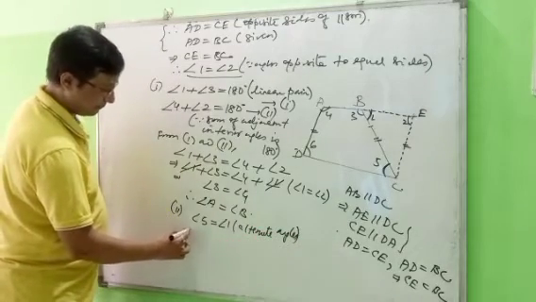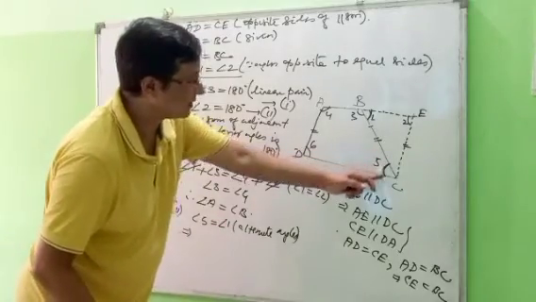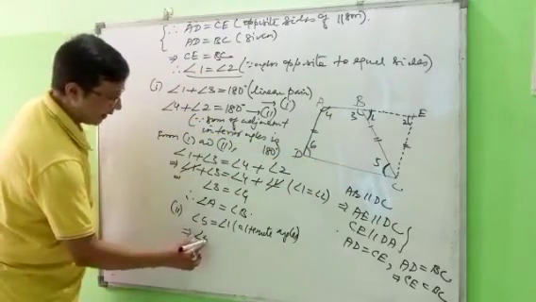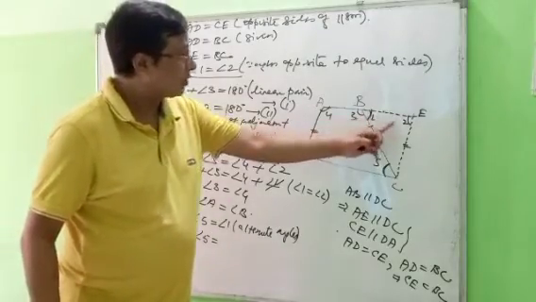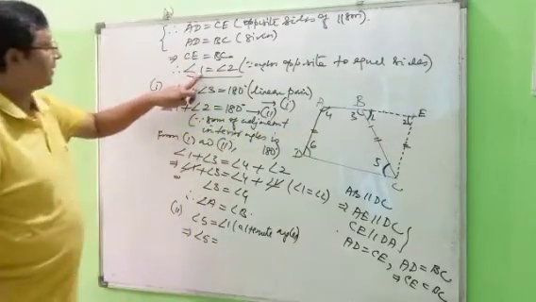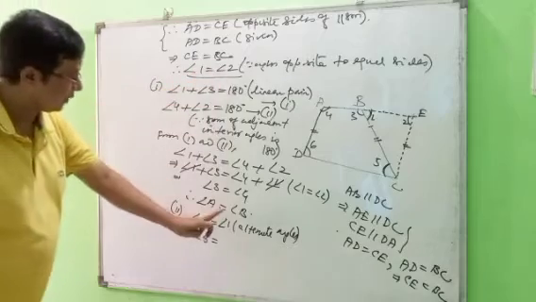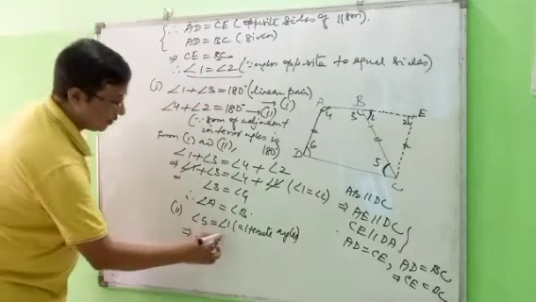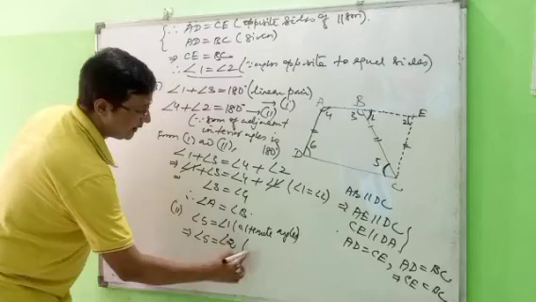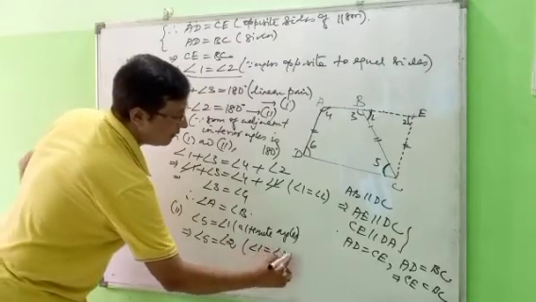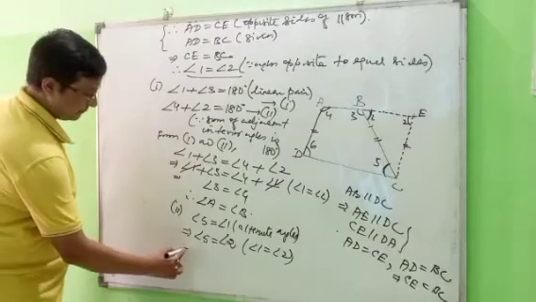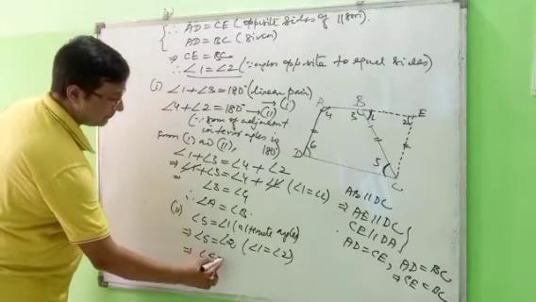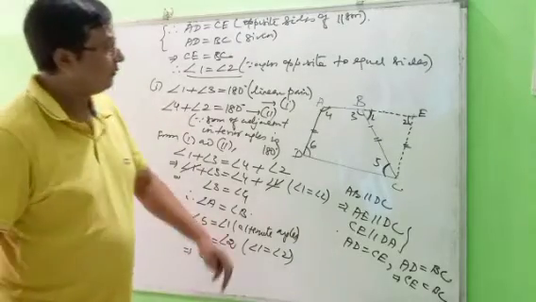Then angle 5 means angle C. So this will be the same. Angle 5 is equal to angle 1. But angle 1 equals angle 2. So you have proved here angle 1 is equal to angle 2. So in place of angle 1, you will take angle 2. Since angle 1 is equal to angle 2, angle 5 is equal to angle 2.